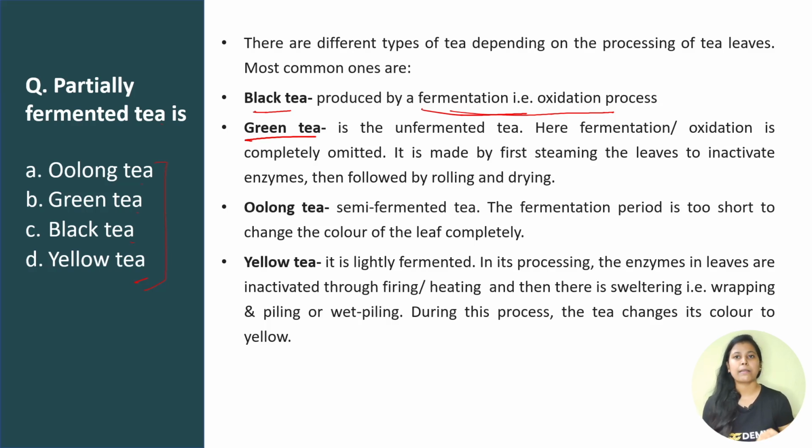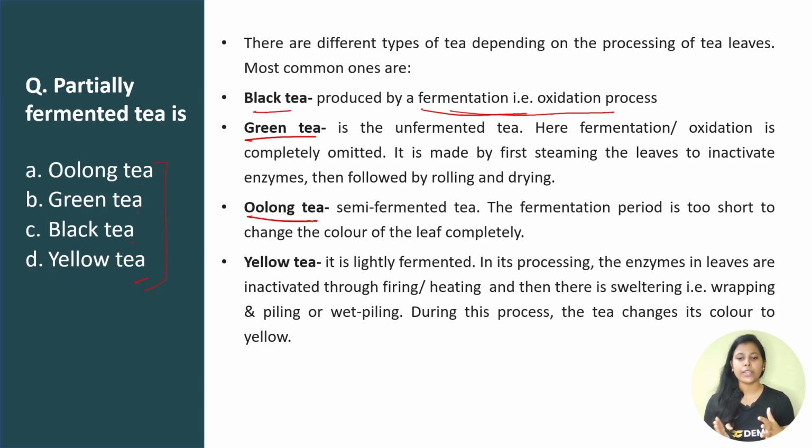So we do not want the enzymes to come and get activated and act on these leaves and turn them black. We want these leaves to stay green only. So that step is completely omitted, and after that they are simply dried and rolled and dried and then sold. Next tea is the oolong tea.